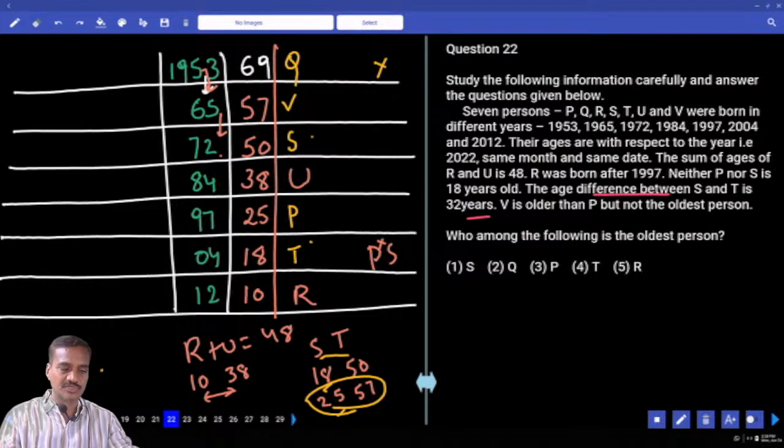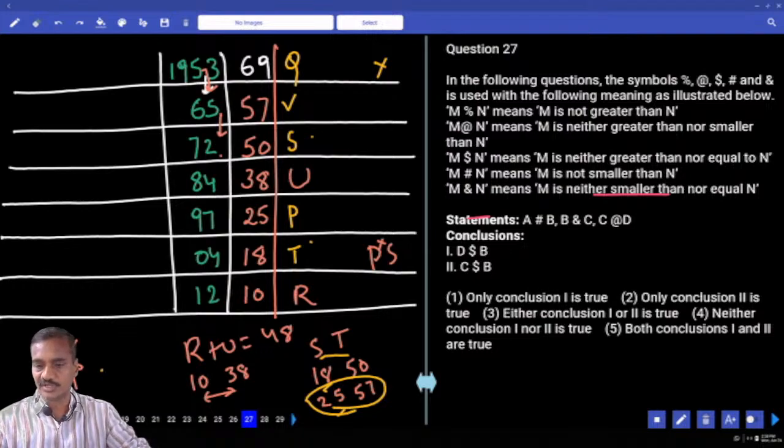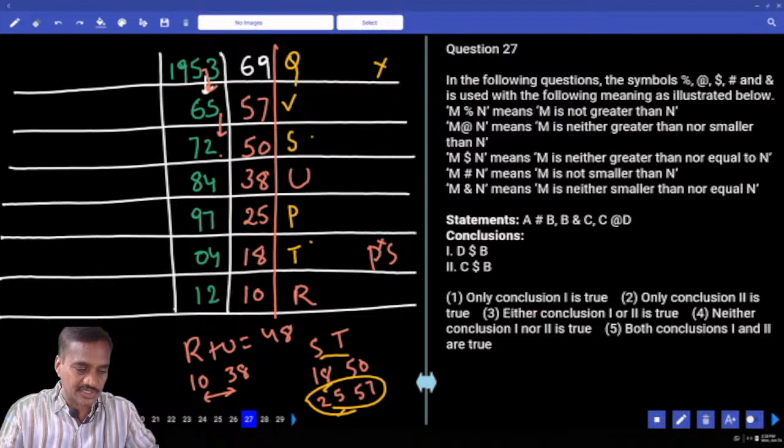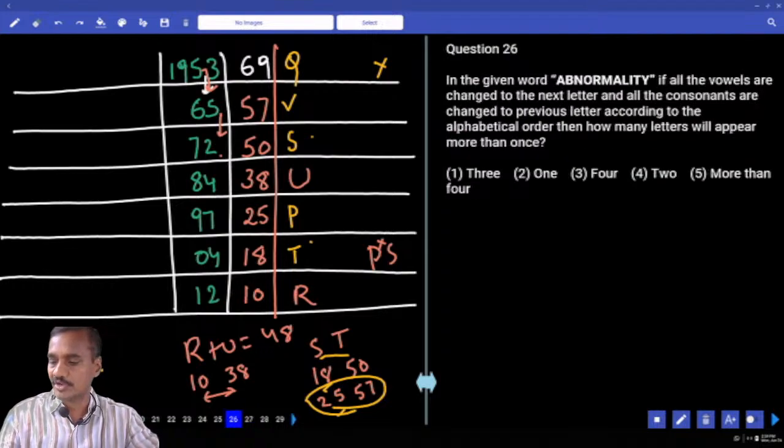Now this is about question numbers 22 to 26. Then 27 to 30. Now in this, question numbers 27 to 30, tell me, what are they? They are based on inequalities. Now in this, inequalities and percentage stand for 27 to 30, 29. Now one, 26, was left over in this. And abnormality. Now AB, NOR, MA, LITY.